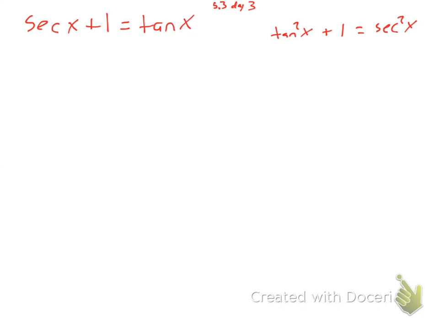Well, first of all, our original problem is not squared. The formula that I want to use for the Pythagorean identity is squared. But what I do to one side, I have to do to the other side. So let's square both sides. Now what happens when I square the left-hand side? What do we know is going to happen? Can I just square secant and 1?